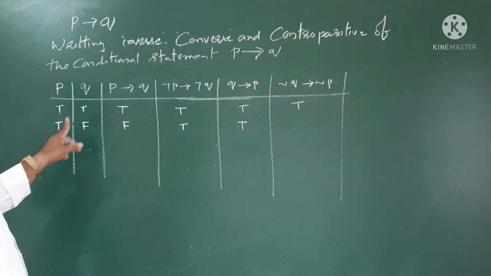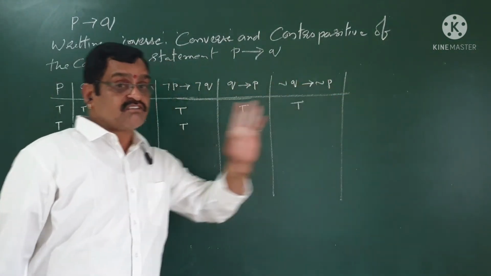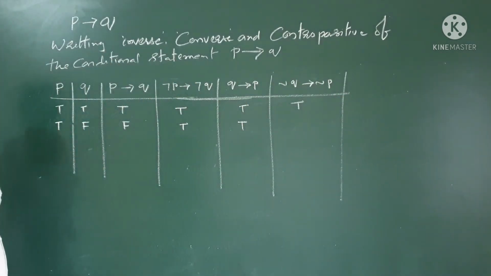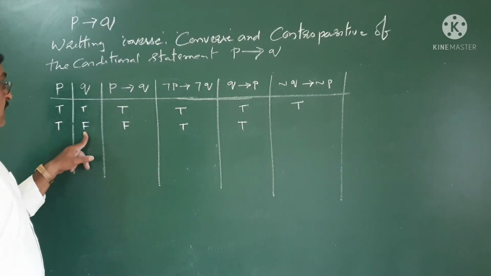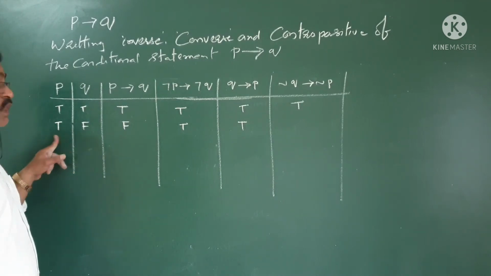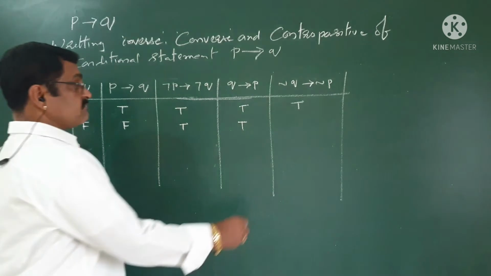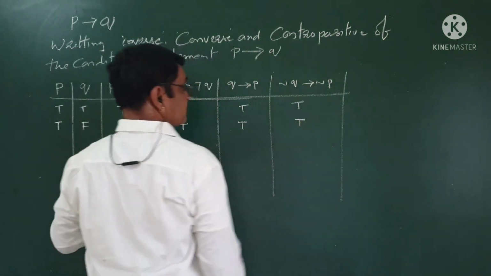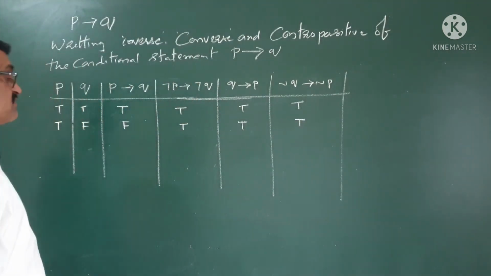The next one is negation of Q implies negation of P. Negation of Q means true. Negation of P is false. True implies false is false, which is given in our conditional statement.